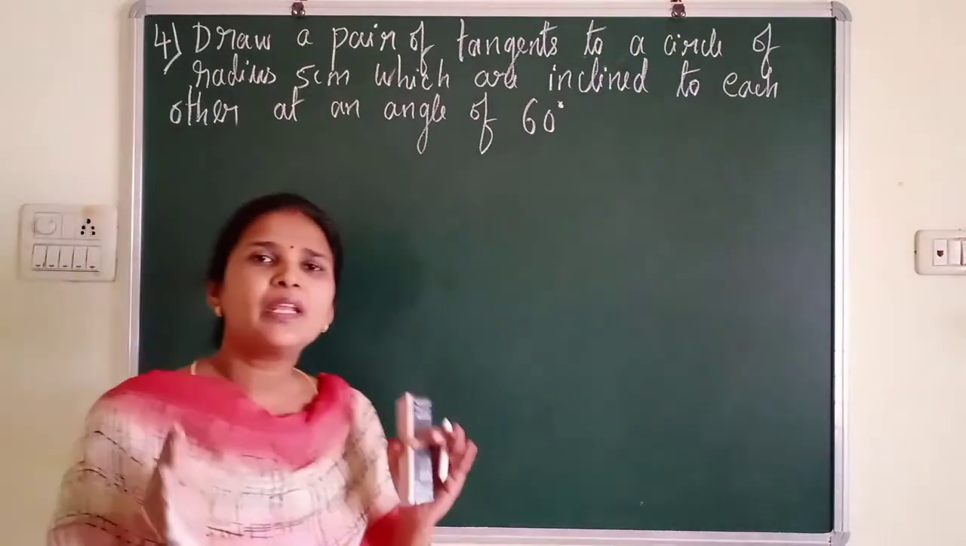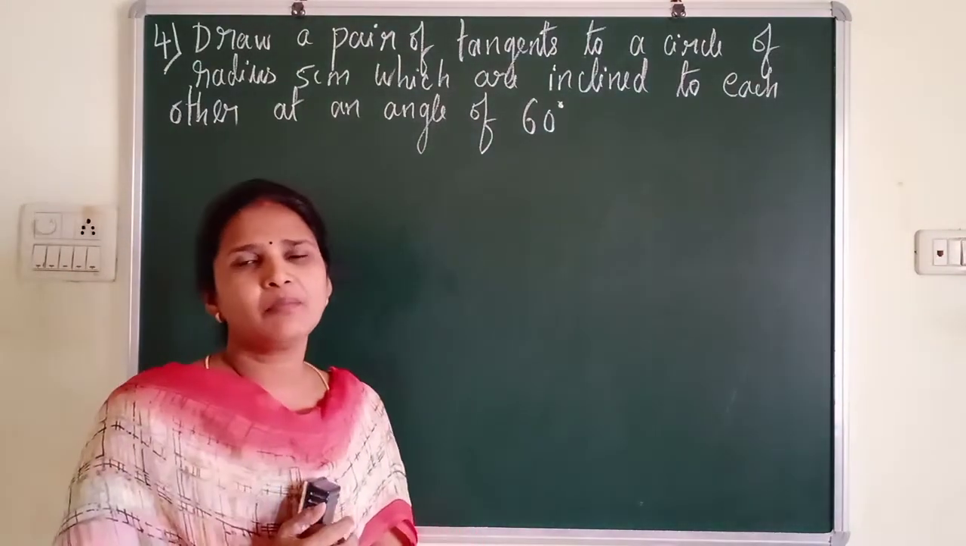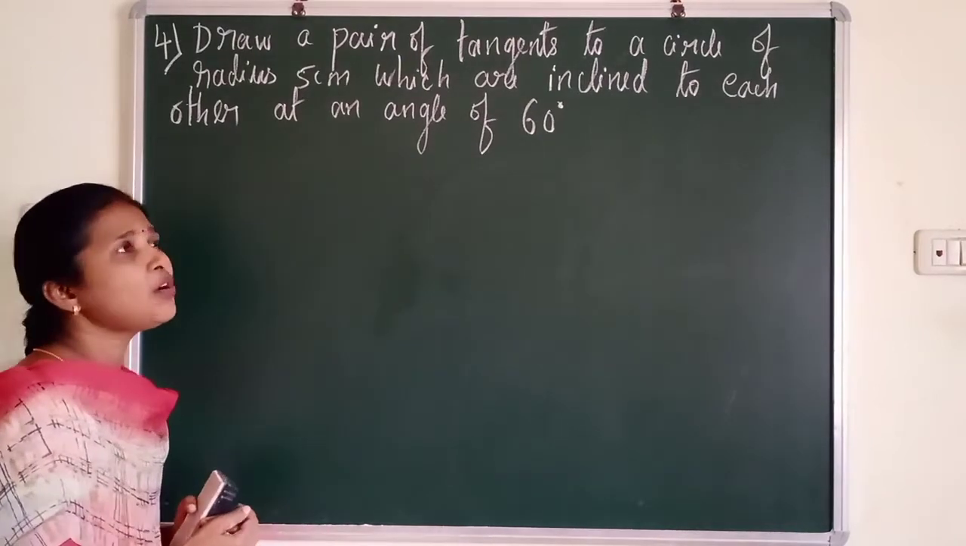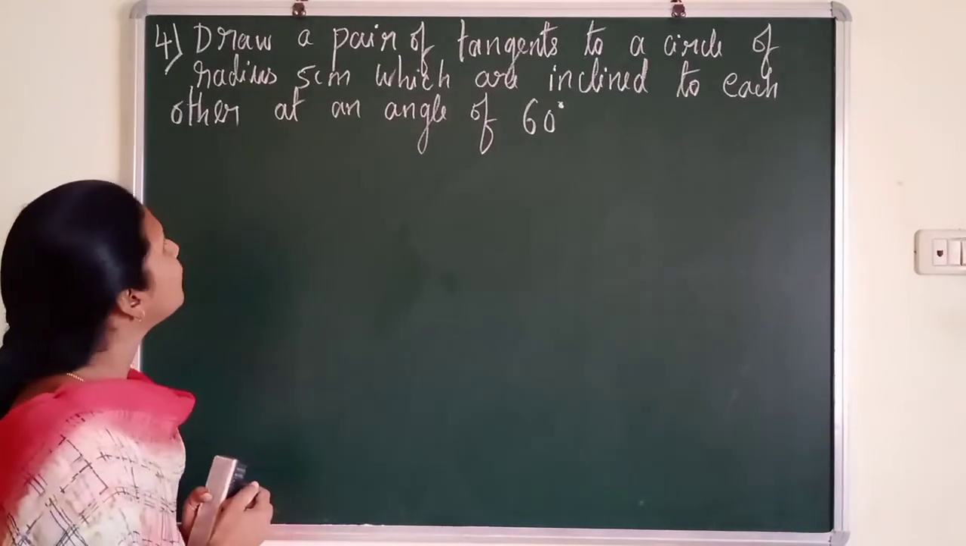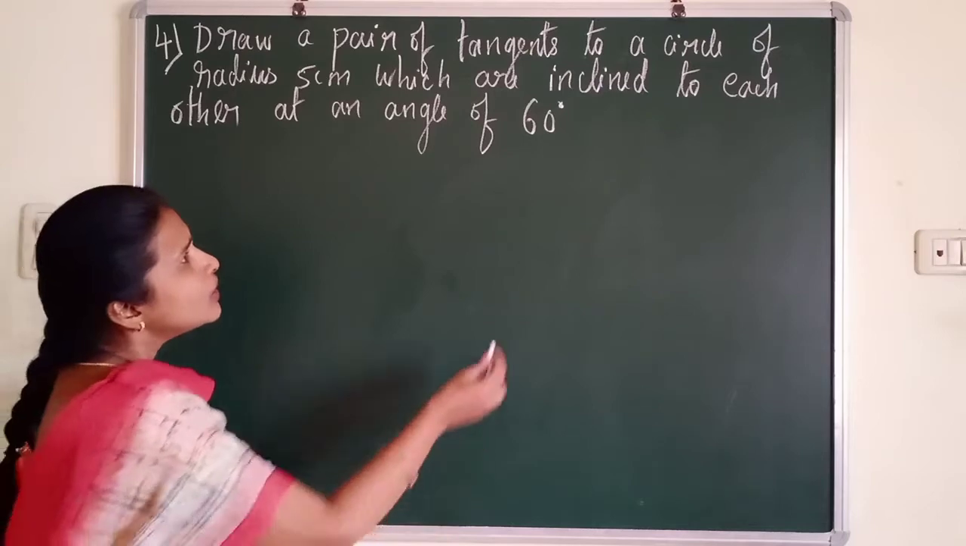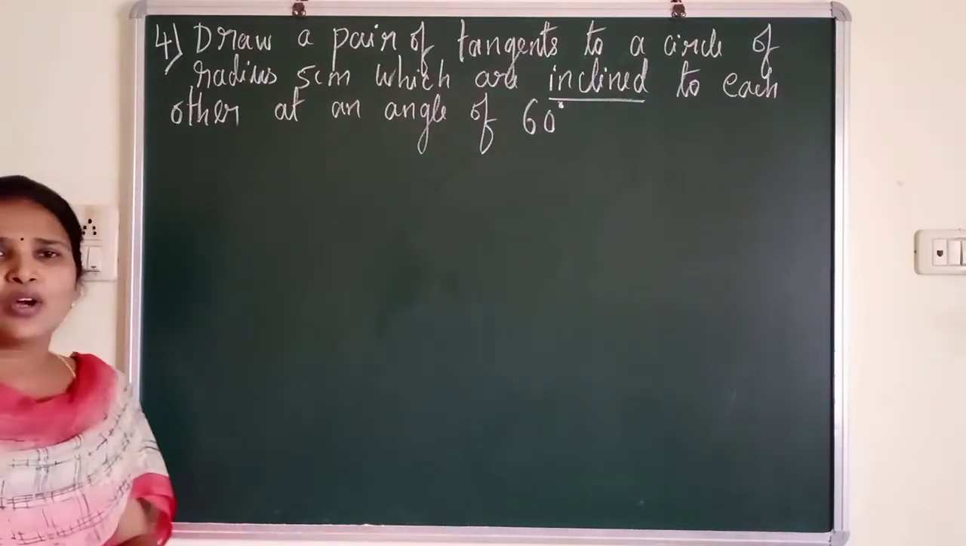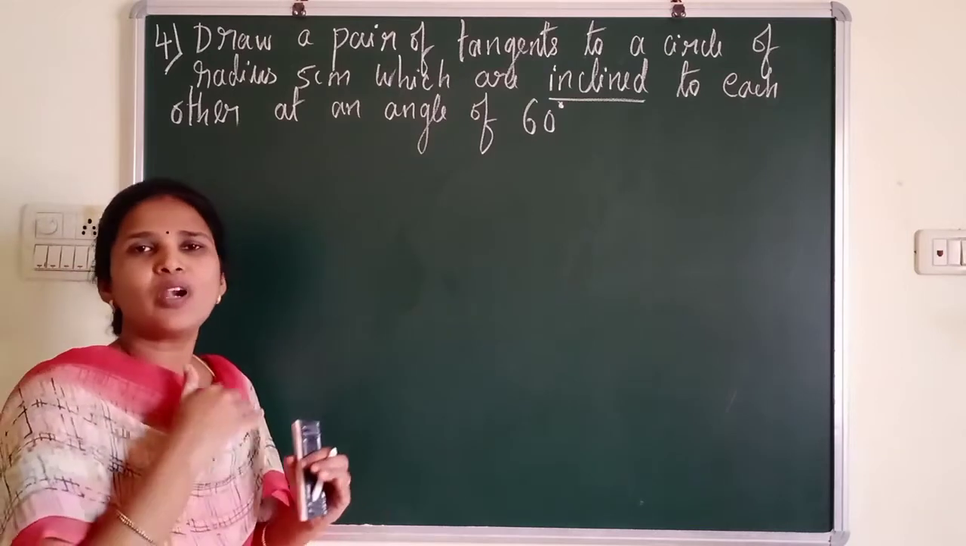Now let me start another question, number 4. This question is very important for your exam for 4 marks. So what is the given question? Draw a pair of tangents to a circle of radius 5 cm which are inclined to each other at an angle of 60 degrees. So this is somewhat different.